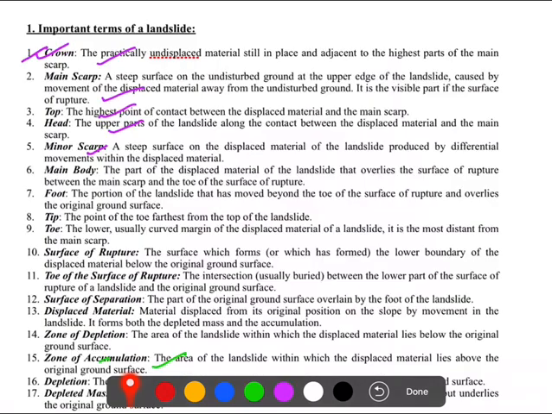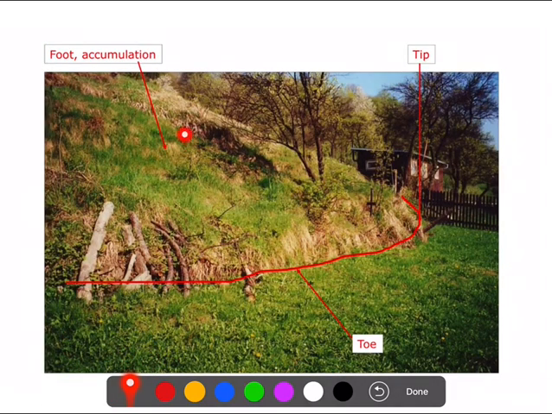Here see the foot. It's the accumulation, and it is beyond the toe of the surface of rupture, not the toe of the landslide. There is a difference between the toe of the surface of rupture and the toe of the landslide. So this is beyond the toe of the landslide, and there you will find your toe, the toe of the landslide, and the tip. So what is the tip? The tip is within this toe itself, but it is the farthest point from the top of the landslide. You can observe this clearly in this diagram. So, moving on.